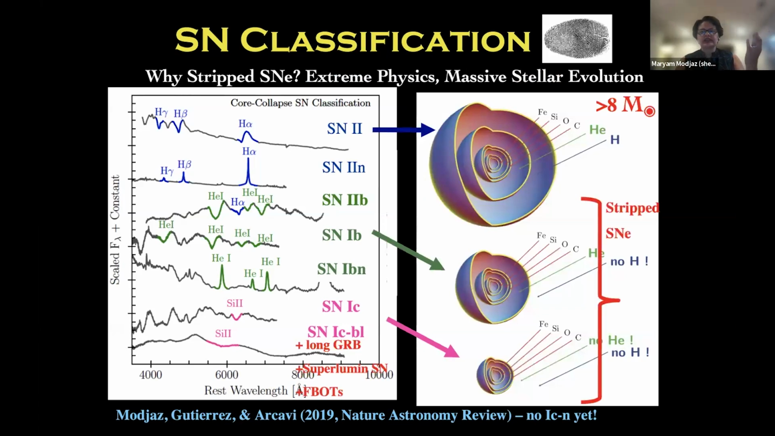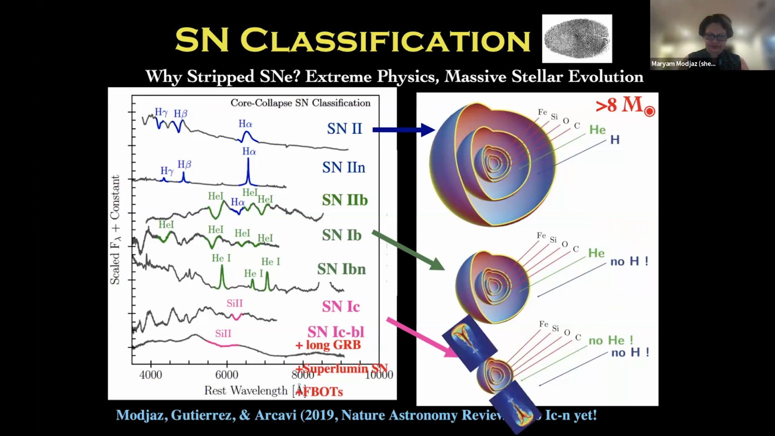So what are stripped envelope supernovae? Why are they important? Stripped supernovae have been removed of the outer layers of hydrogen and helium, or both, and subtype Ic are connected with long duration gamma-ray bursts, superluminous supernovae, two superlatives, and even FBOTs, these fast blue optical transients. And some of them make jets. We don't know how. So I will discuss type 2Bs given the short amount of time we have today.